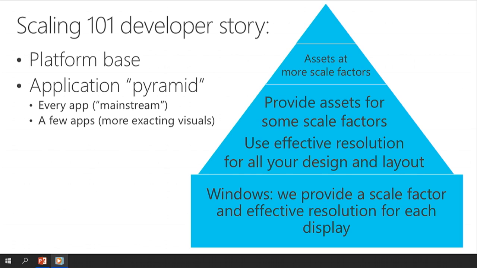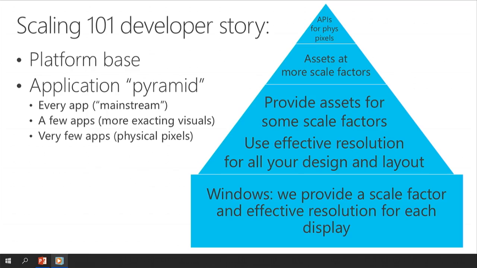Now, where do you go beyond that? Well, there are a few apps that have very exacting visuals. They may want to provide some more of the scale factors themselves, rather than relying upon the system to do the scaling for them. And then finally, there are a few applications that actually have to know a little bit about physical pixels. I don't want to go into that in any detail here, but just to give you an example, if you had an application that had to put a ruler on the screen so that you could measure things, you would need to actually know how big the physical pixels were in order to know how far apart to space the lines on the ruler.